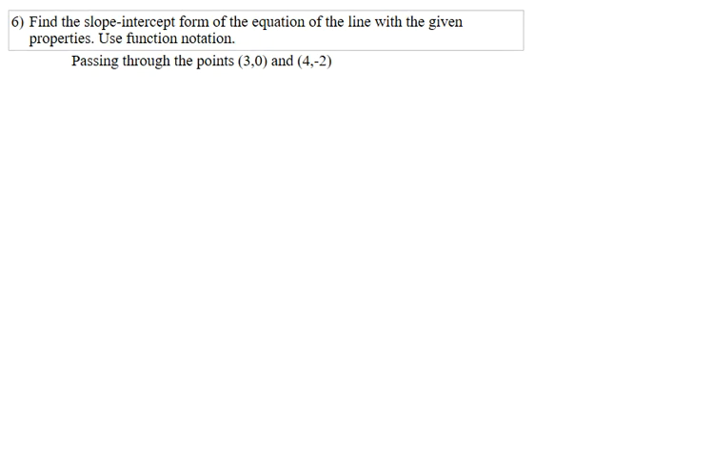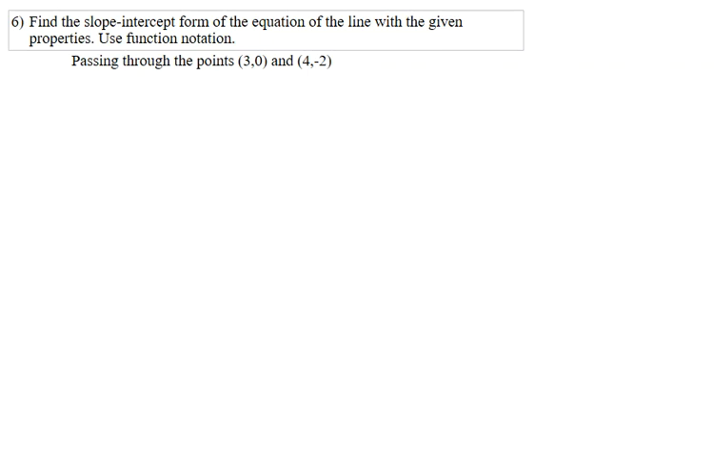Looking at question number 6, it's asking us to find the slope-intercept form of the equation of the line with the given properties, and it's also asking us to use function notation. We are given that the line is passing through the points (3, 0) and (4, -2).